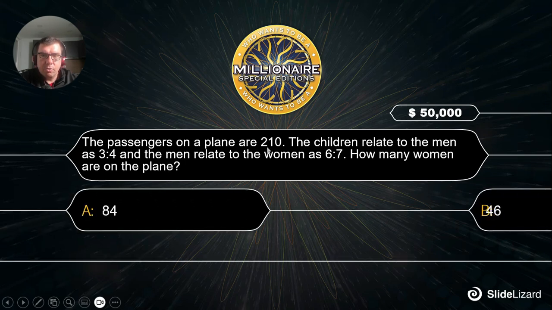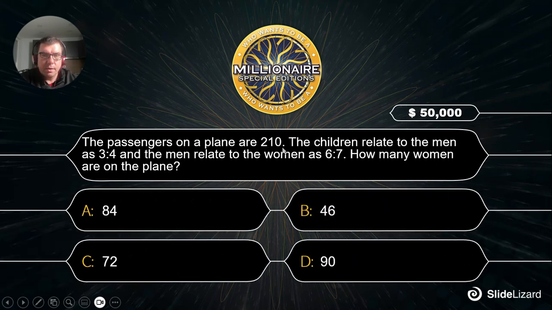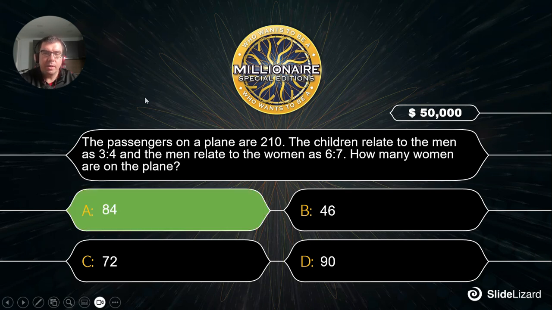The passengers on a plane are 210. The children relate to the men as 3 to 4, and the men relate to the women as 6 to 7. How many women are on the plane? Did you find A, 84? 84 is correct. Let's solve this one together as well.